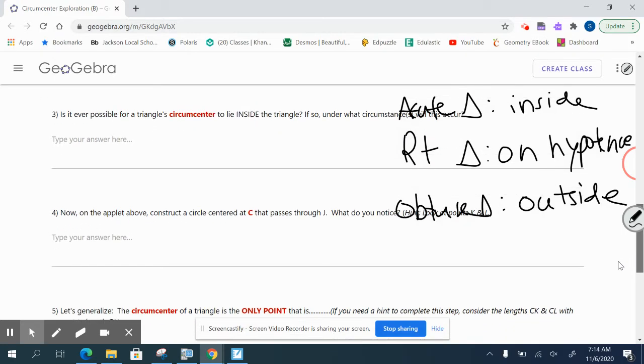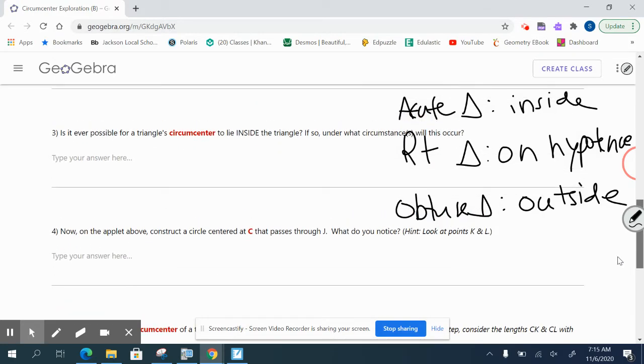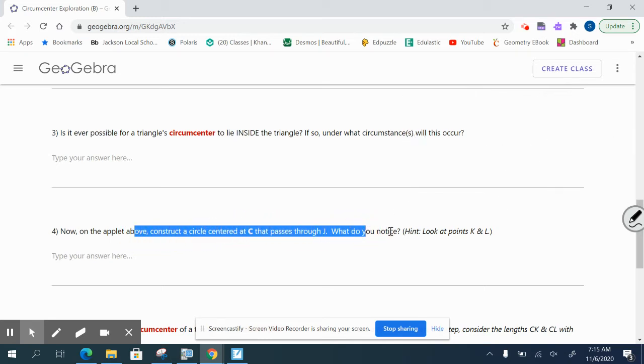Then construct a circle C centered at C. Construct a circle centered at C that passes through J. What do you notice?